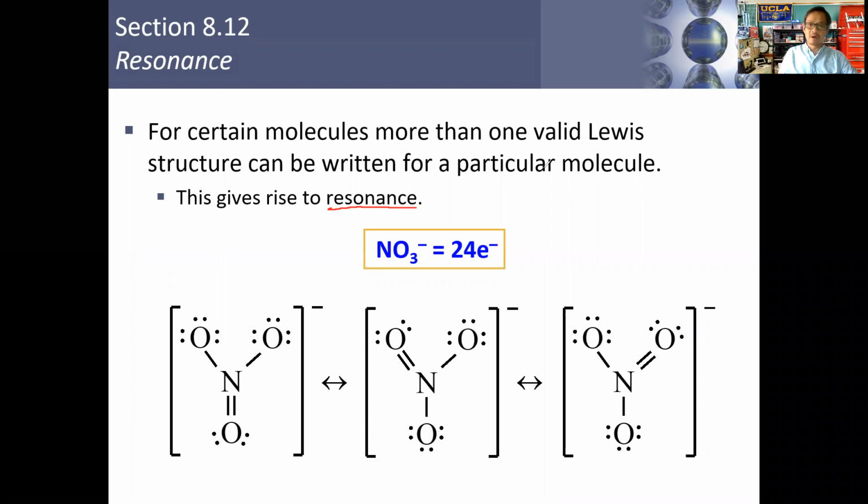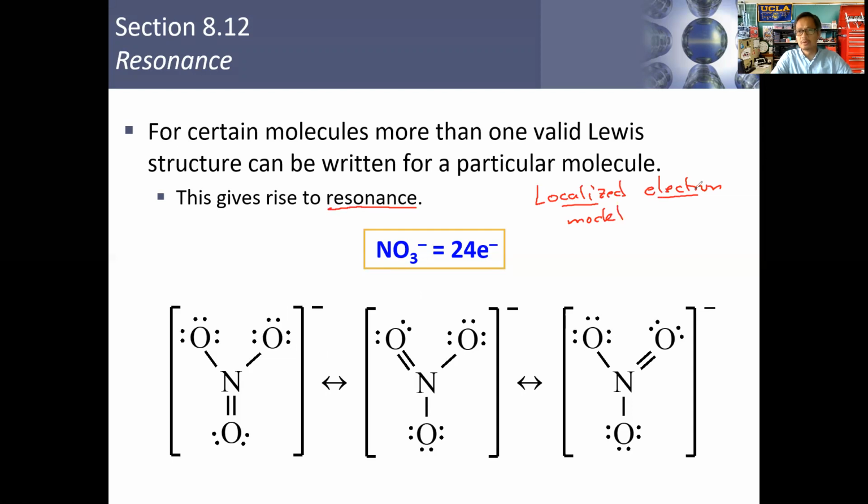So remember, when we talk about the localized electron model, what we are referring to is the electrons being localized between the atoms that share those electrons. For example, in a single bond, the two electrons that are shared between two atoms, in the localized electron model, they stay put. They stay between those two atoms.